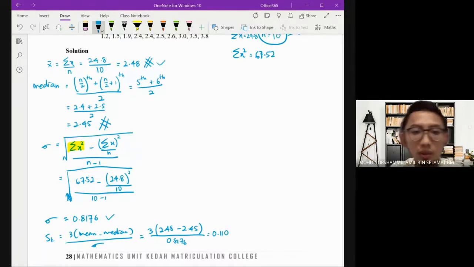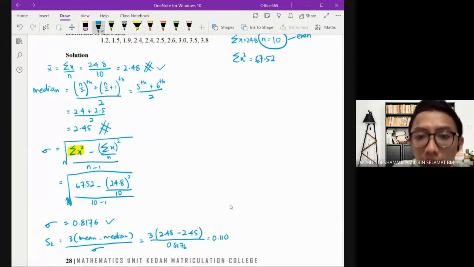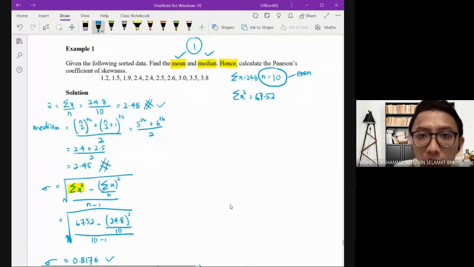So that means 0.110. Okay, let me double check. 0.110, or actually we can accept 0.11 too. So 0.110. Guys, actually we have completely done the question. We have finished calculating Pearson's coefficient of skewness. So done.